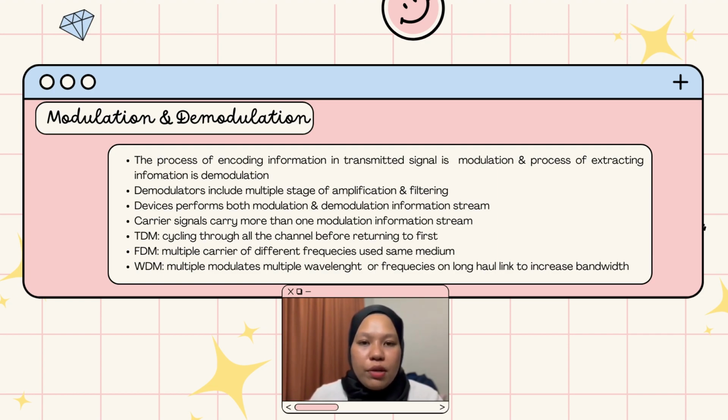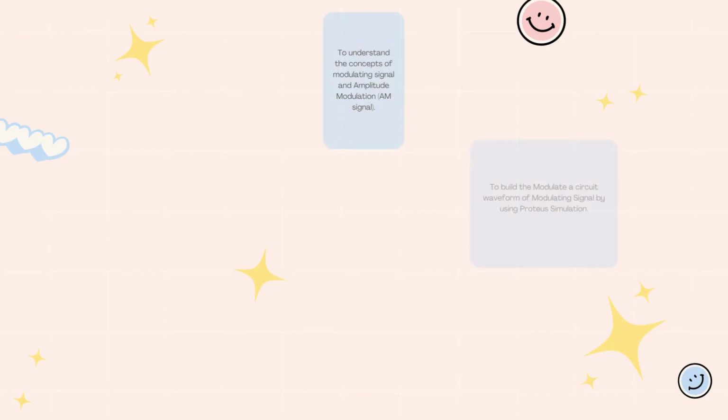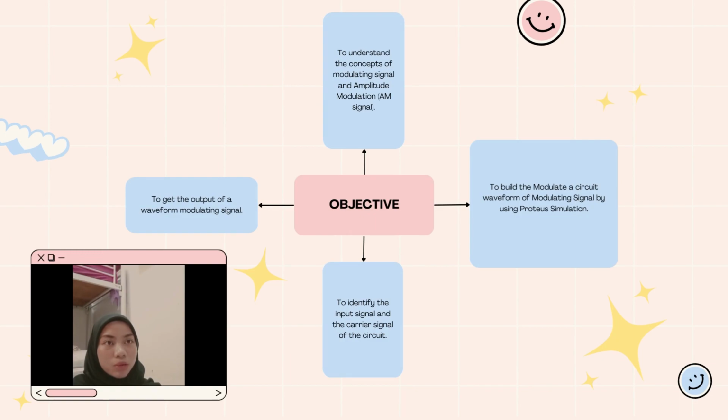And then time division multiplexing is cycling through all the channels before returning to the first. Frequency division multiplexing is multiple carriers of different frequencies using the same medium. And then last but not least, wavelength division multiplexing is modulating multiple wavelengths of frequency on a long haul link to increase bandwidth.